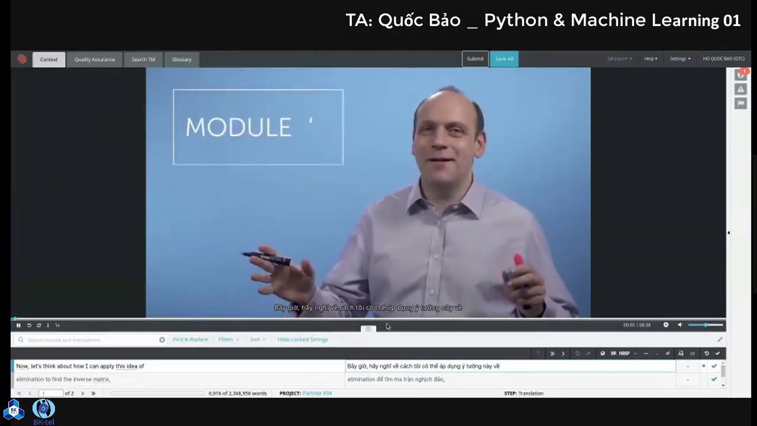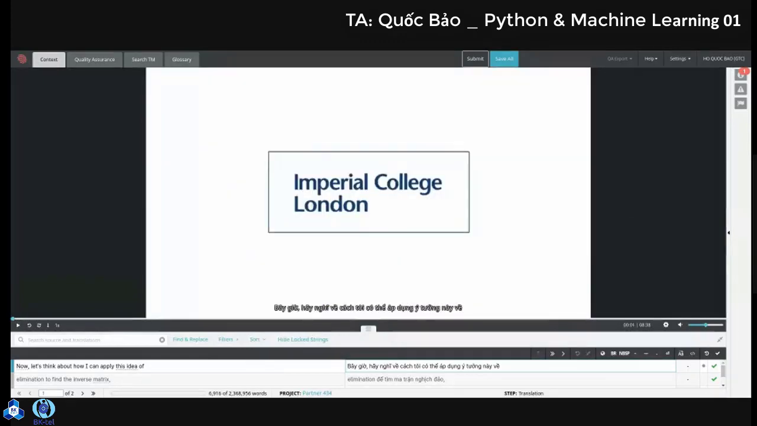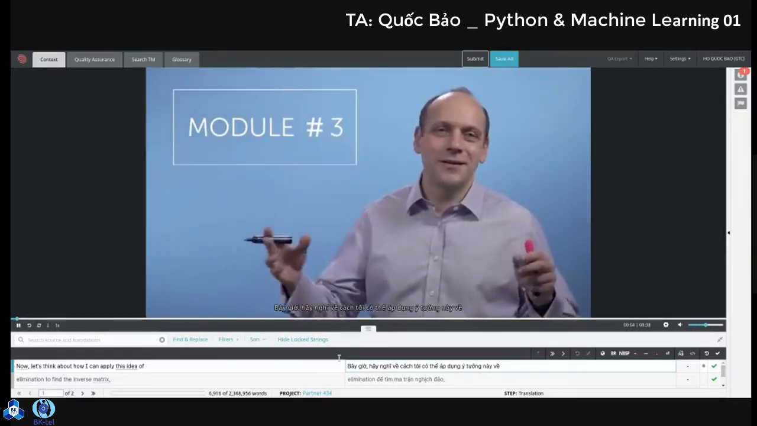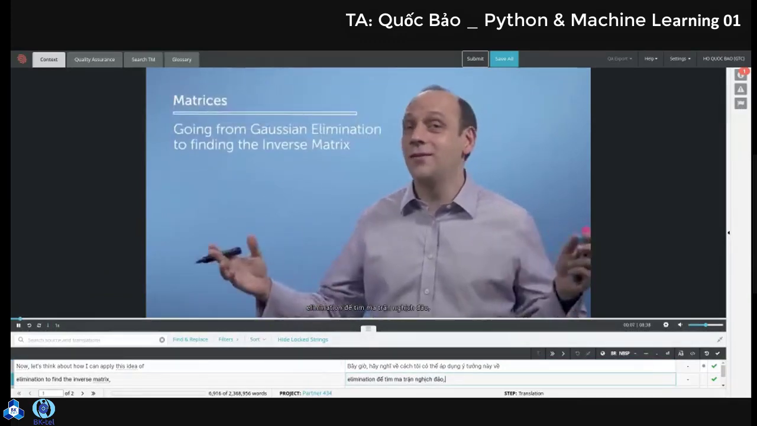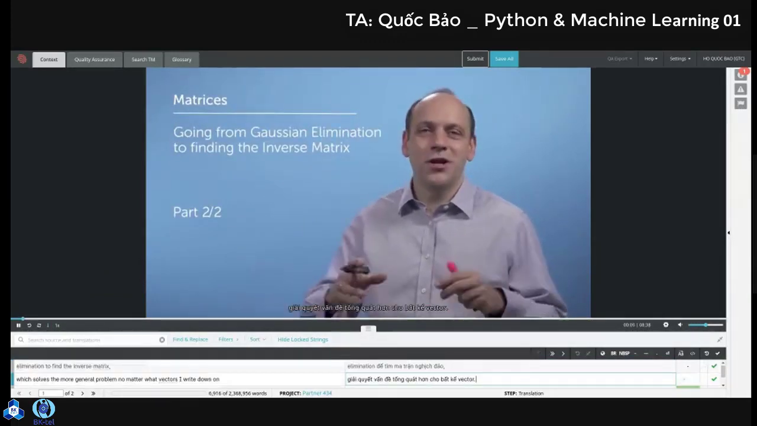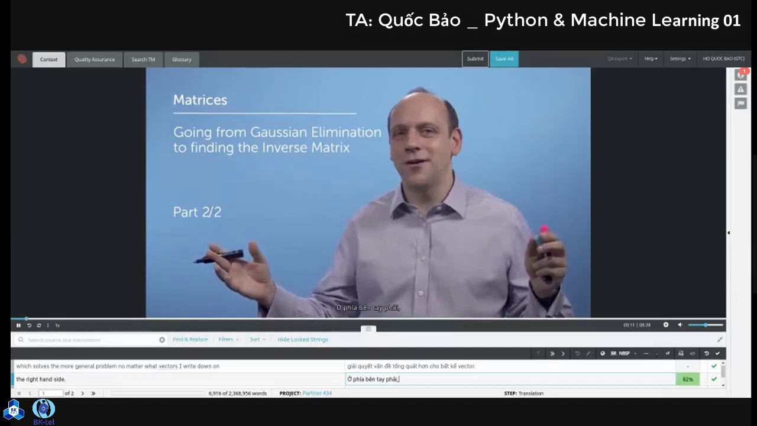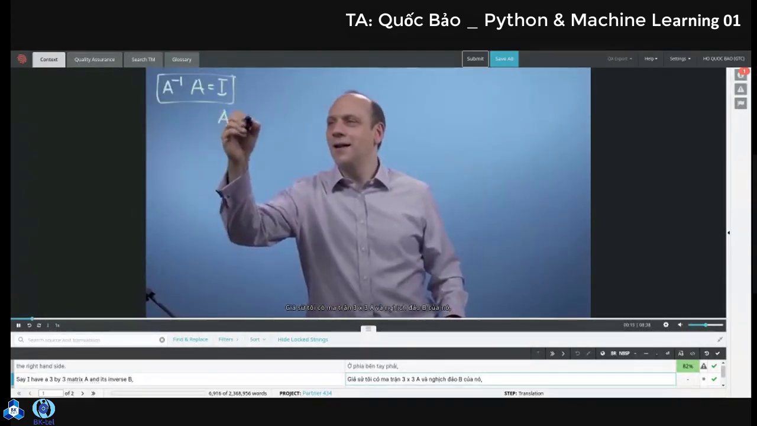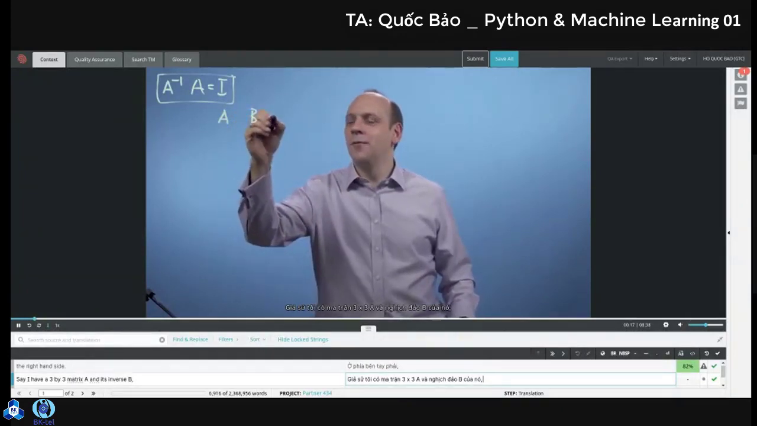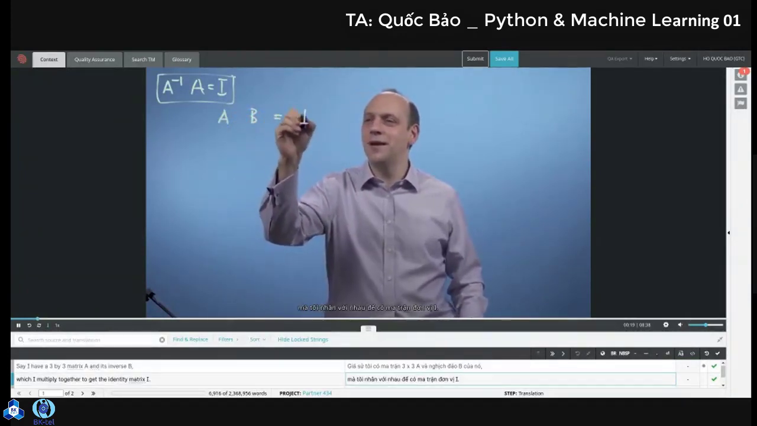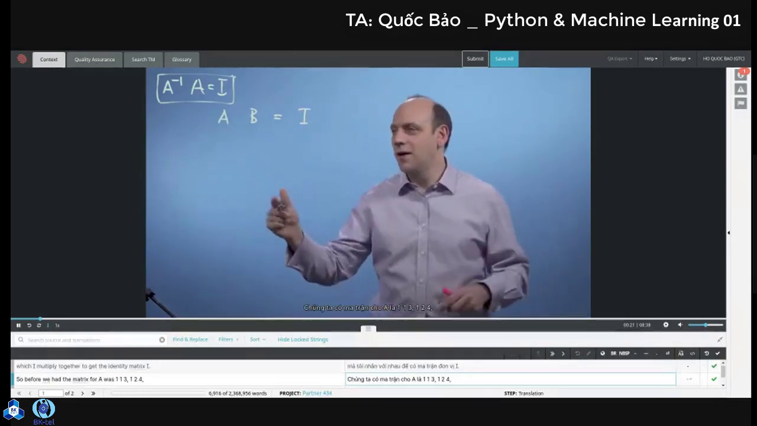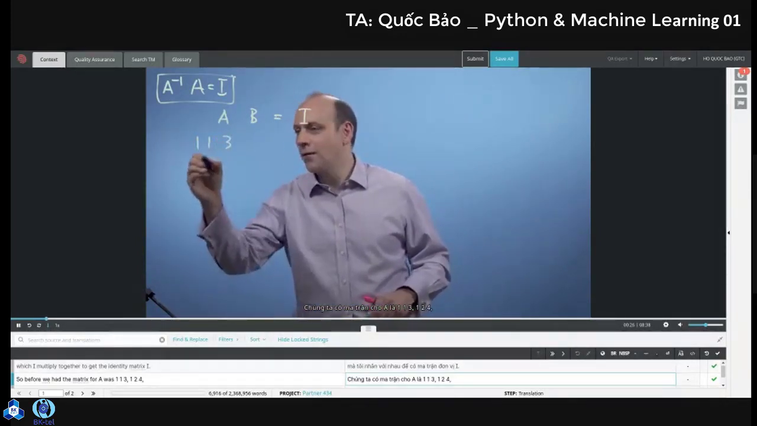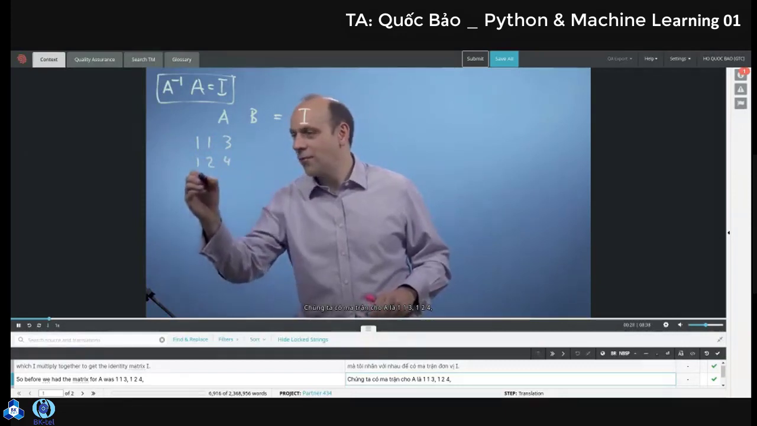Now, let's think about how I can apply this idea of elimination to find the inverse matrix, which solves the more general problem, no matter what vector I write down on the right-hand side. So I have a 3x3 matrix A and its inverse B, which are multiplied together to give the identity matrix I. So before, we had the matrix for A was 1, 1, 3, 1, 2, 4, and 1, 1, 2.